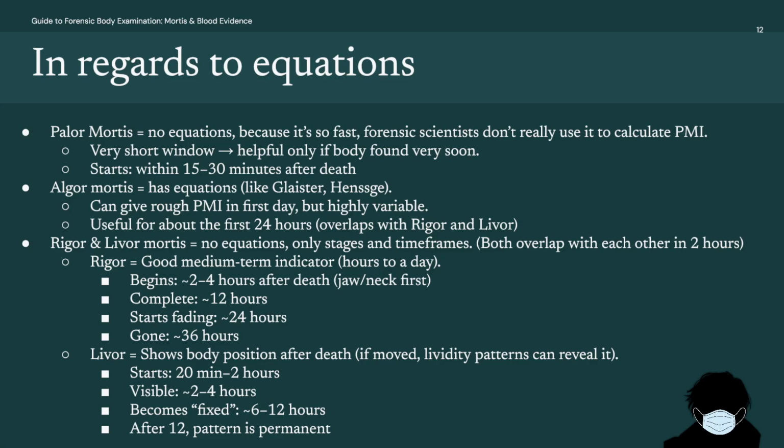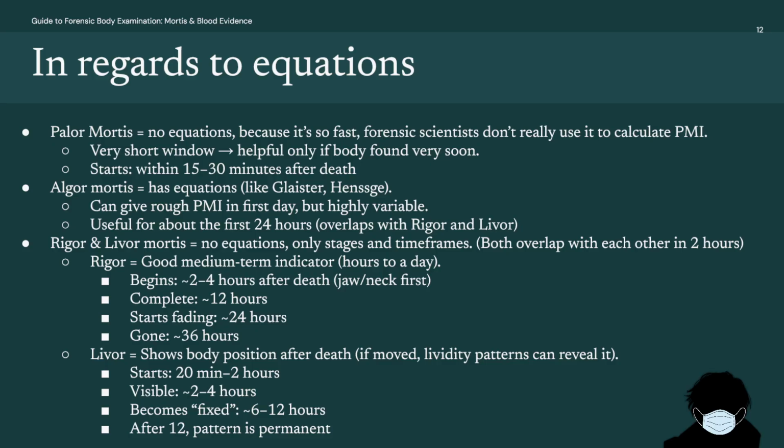Rigor and livor mortis have no equations. They are involved with stages and time frames. Both overlap with each other in 2 hours. In rigor, a good medium term indicator from hours to a day, it begins 2 to 4 hours after death, in the jaw and neck. It completes at 12 hours, starts to fade at 24 hours, and is gone at the 36-hour mark.